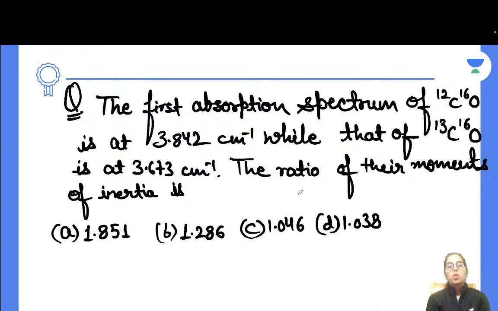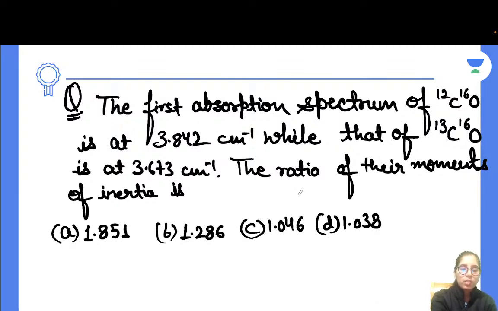So the first absorption spectrum is at this centimeter inverse. The centimeter inverse unit tells you it's a wave number they have given. While that of 13C16O is at 3.673 centimeter inverse. So it's again a wave number separation. And we know that the wave number separation is going to be constant in case of an absorption spectrum, which is 2B. The ratio of their moments of inertia we have to find. So this is the 2B value in the first case, and the second one is also 2B.